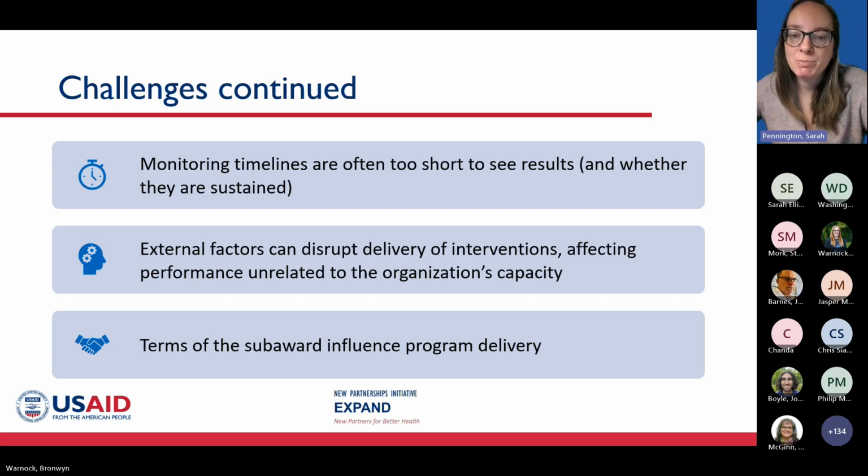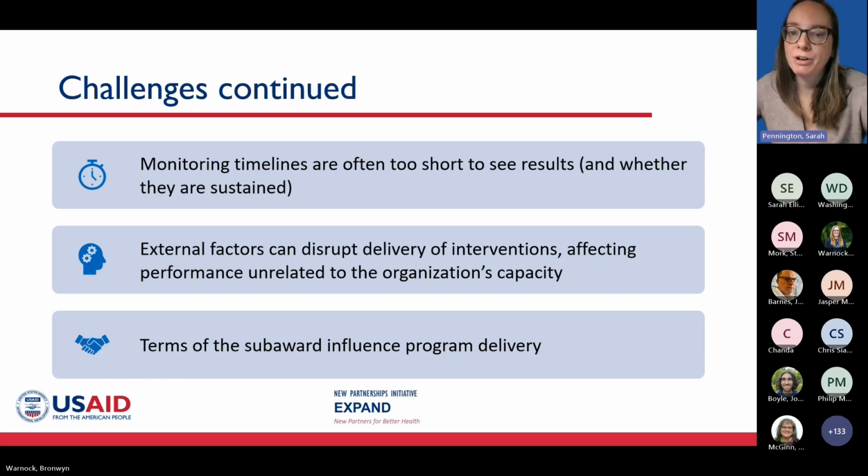And the terms of the subaward itself can also influence programmatic delivery. If the subaward funds both capacity strengthening and project implementation, it's likely that the organization will have better results reported against program metrics because those funds are supporting additional activities. Further, when organizations have support to monitor the results, their reporting tends to improve. But does that necessarily mean they're doing better or just documenting it better?